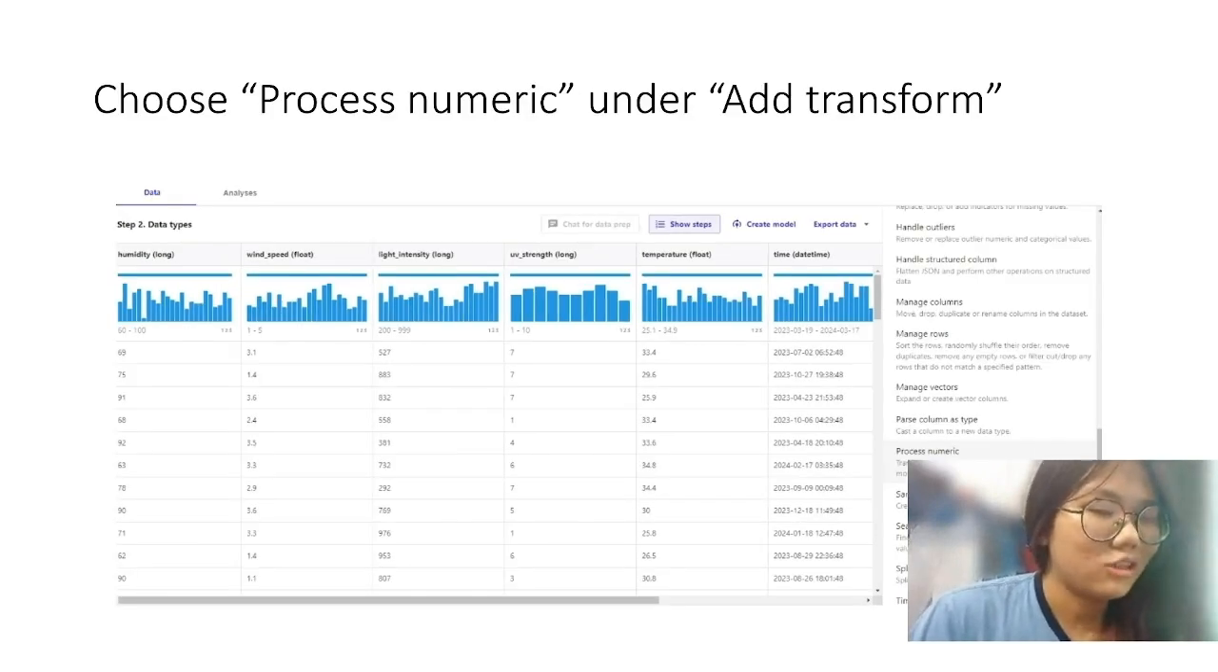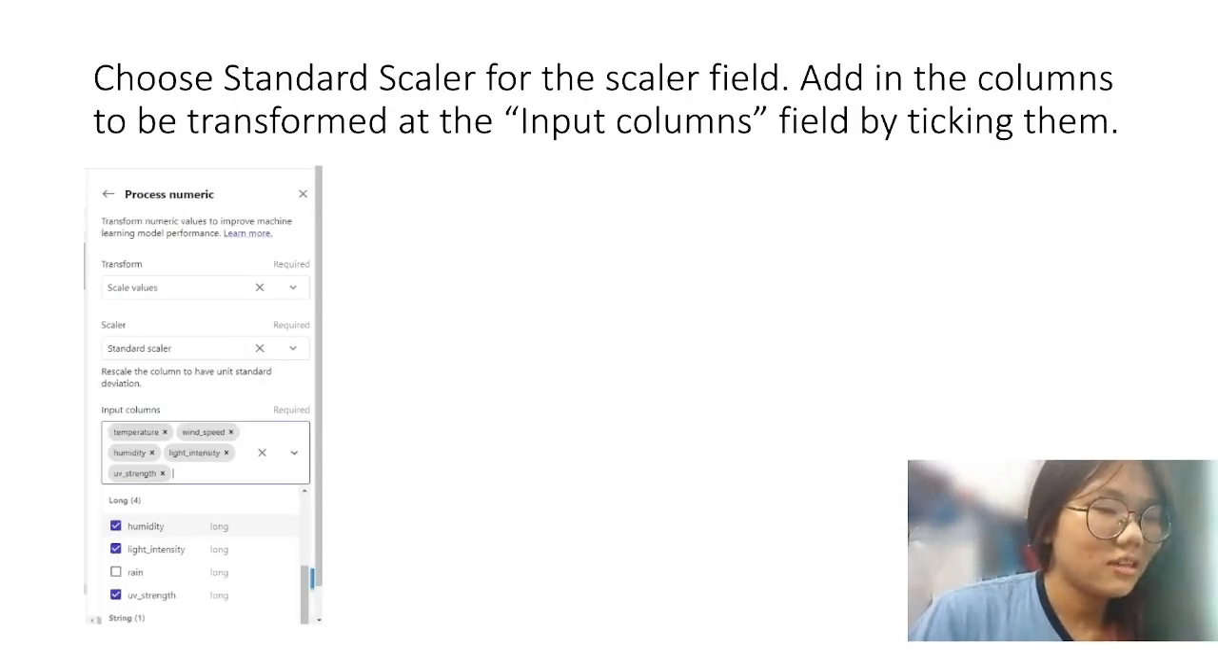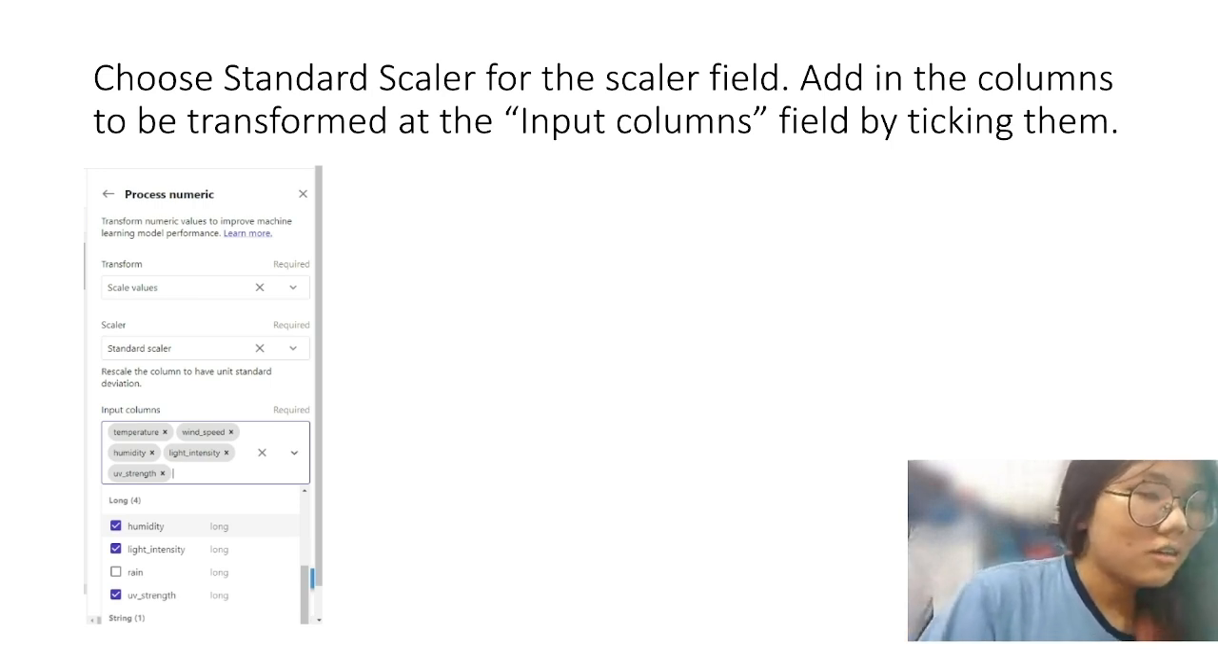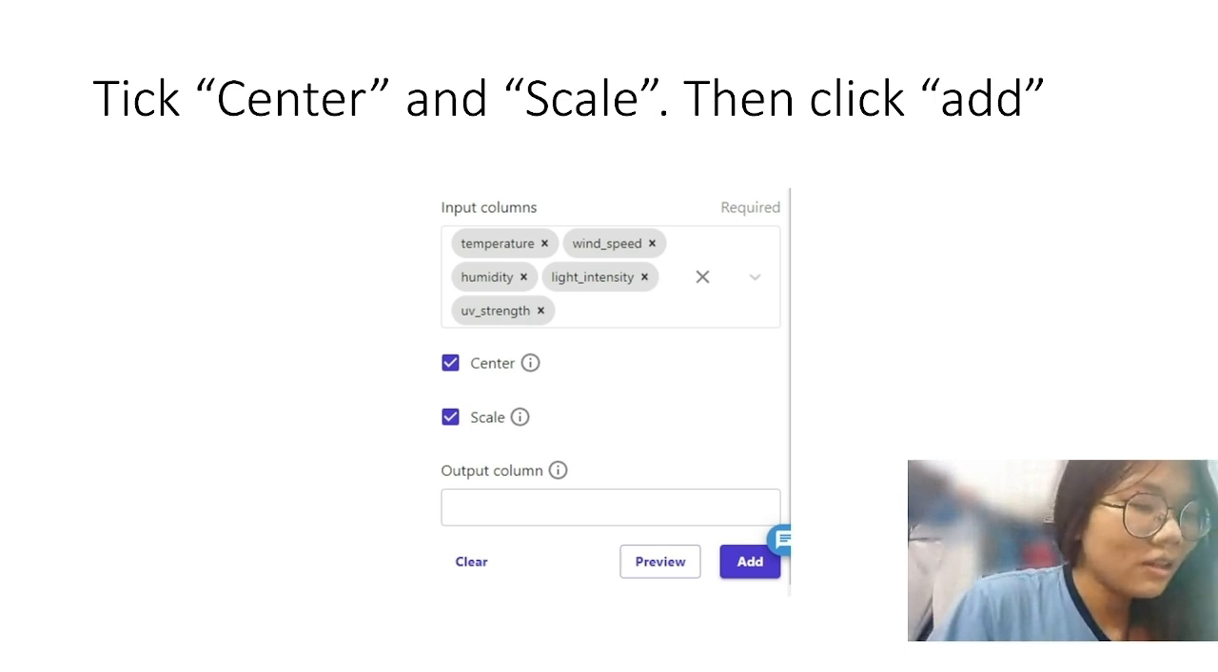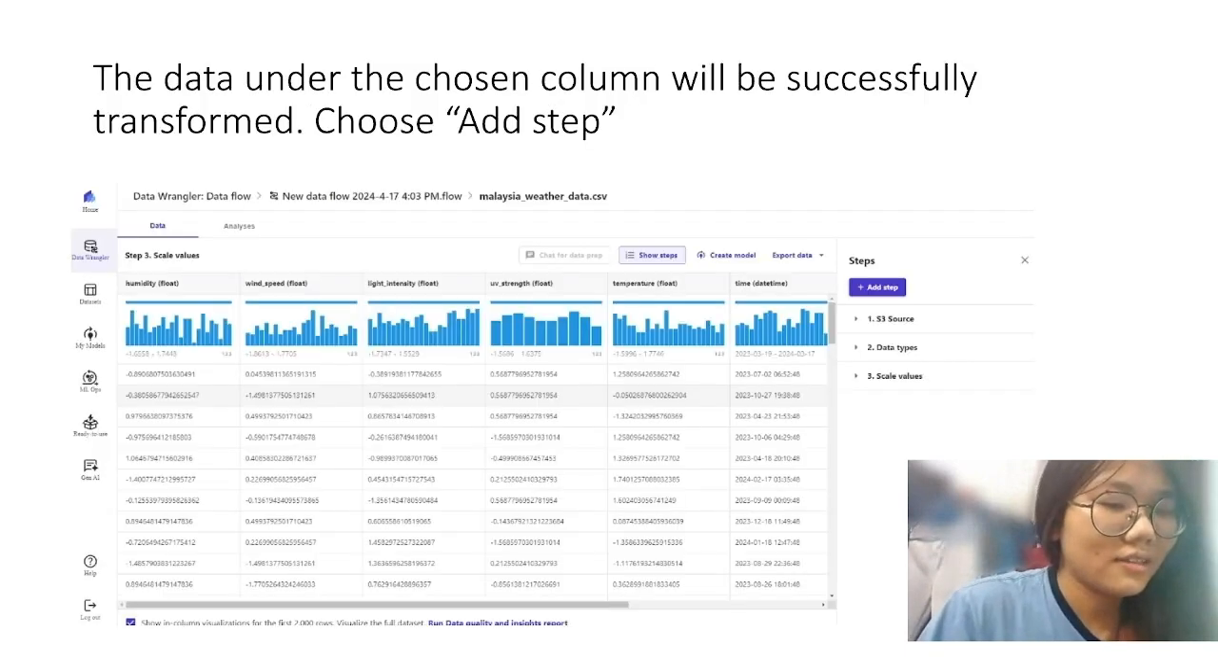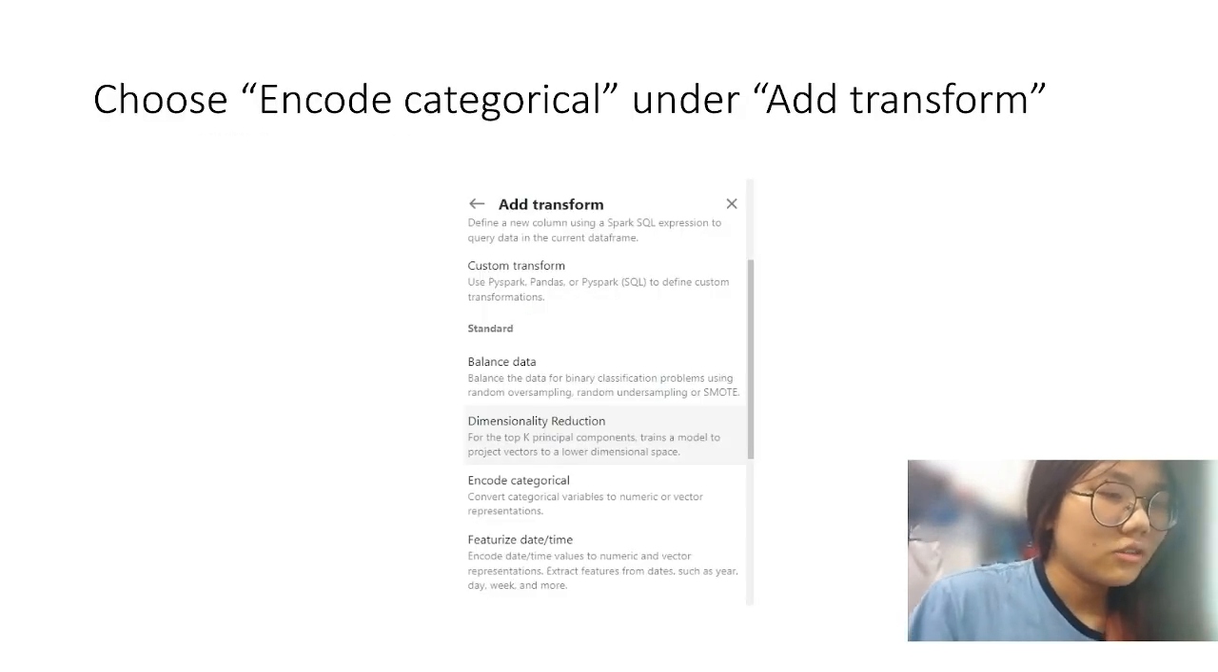Click Add step and choose Process numeric under Add transform, and choose Standard scalar for the scaler field. Add the columns to be transformed at the input columns field by ticking them. Tick Center and Scale, then click Add. The data under the chosen columns will be successfully transformed.